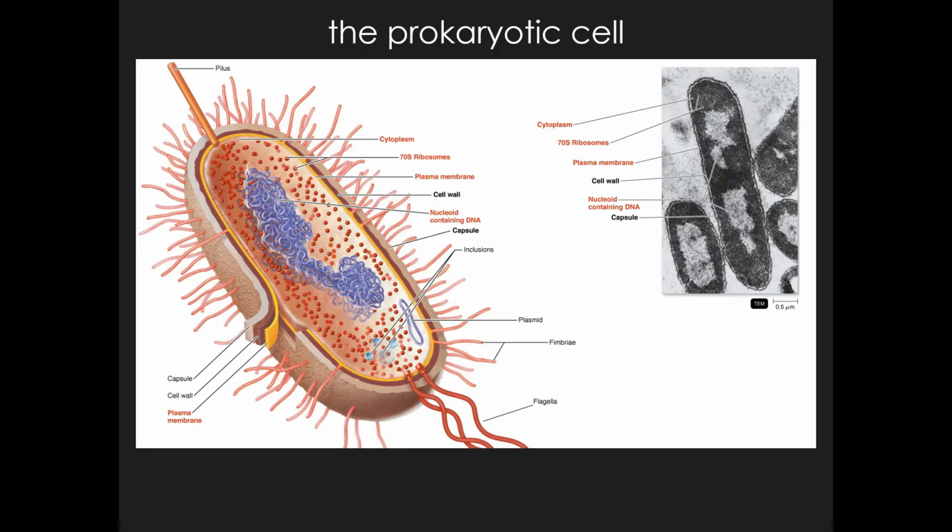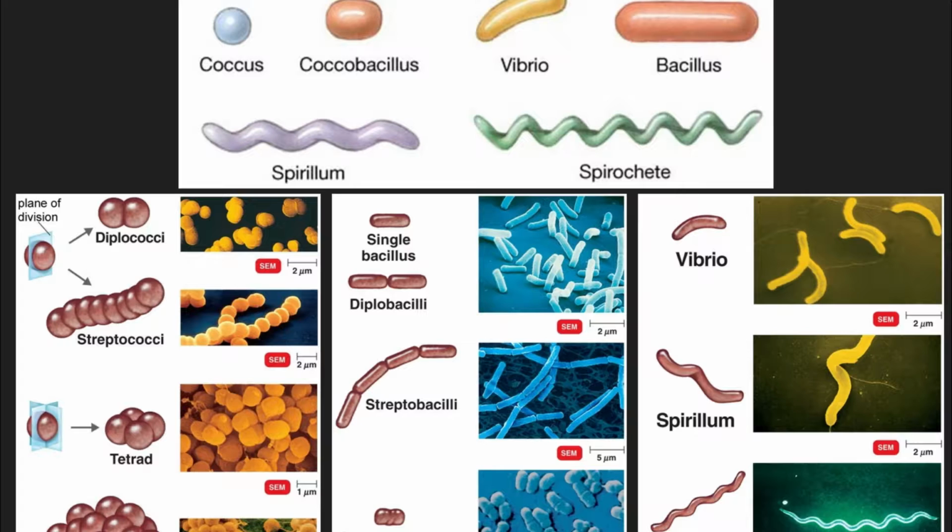So we're going to take a tour through the cell. We're going to start outside, move inside, and end up in the middle there talking about DNA by the end of this lesson. So without further ado, let's talk about prokaryotic cells. It turns out the first thing that you need to talk about when you talk about prokaryotic cells is shape.